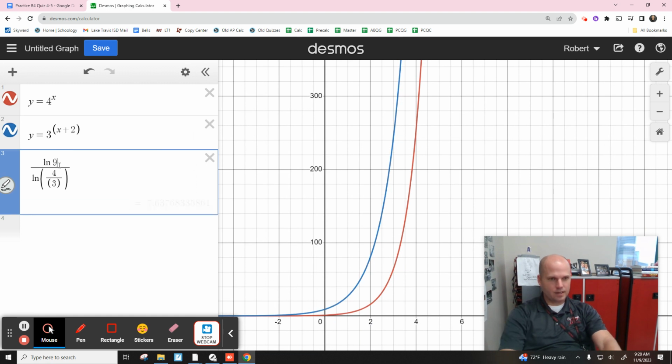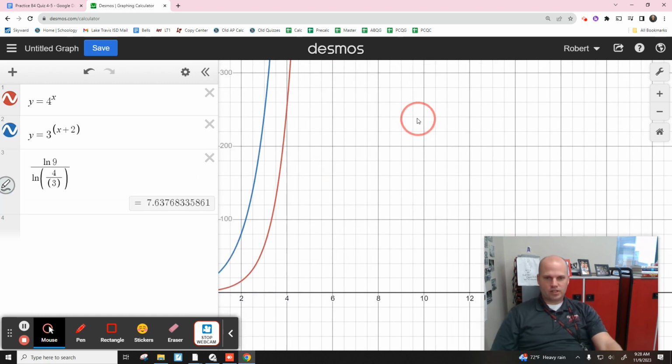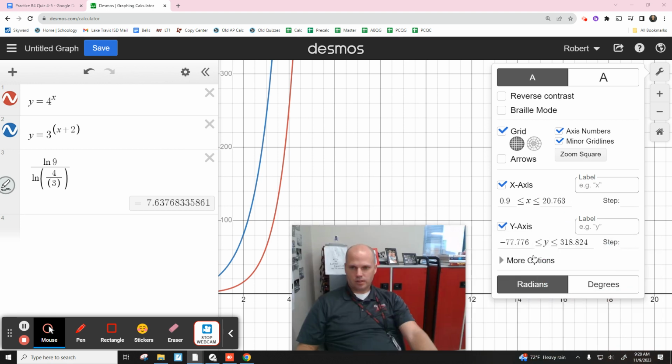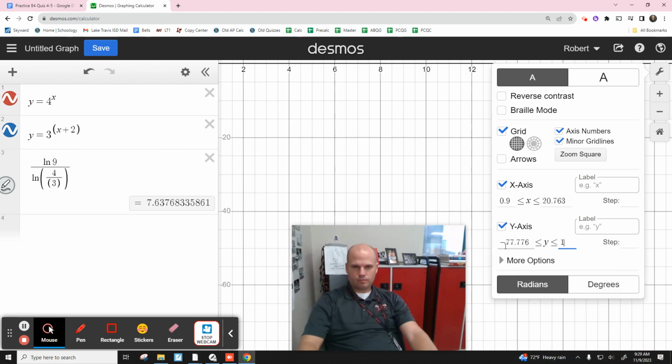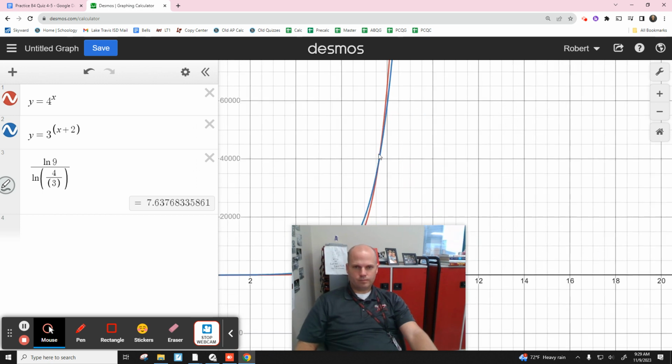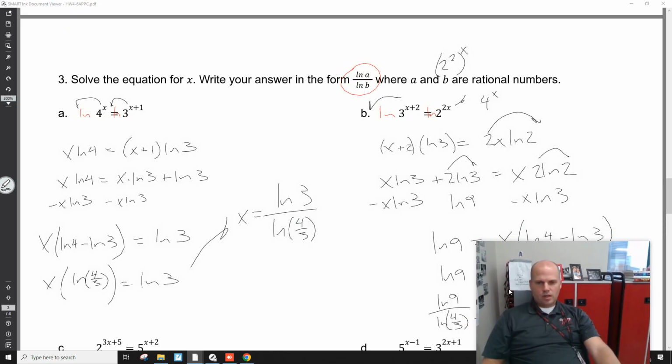Got log 9. We got to go all the way to 7. Means my y's are going to have to go really high because this is an exponential growth function. There it is. 7.638 is when those two are going to intersect. Fun. All right, let's do another one.